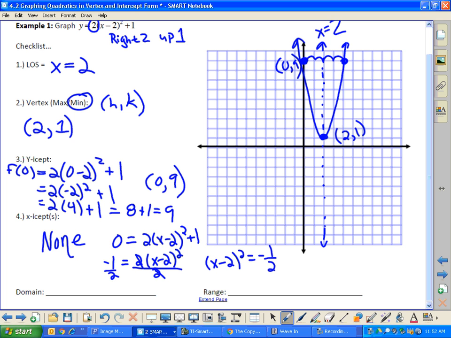Uh-oh, look what happens. You see what happens? Yeah, you have an imaginary solution. X in this case would be i, or plus or minus i root 2 over 2. That's a complex solution. You're not going to graph that on the real number line. So this wouldn't have any x-intercepts.